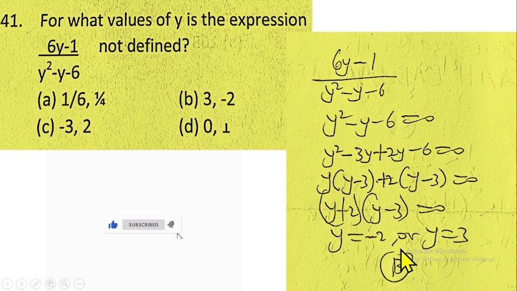And you can test that. When you put your minus 2 here, that means you have minus 2 squared, that will be 4. You put your minus 2 here, minus 2 times minus gives plus, so 4 plus 2 will give us 6. 6 minus 6 will give us 0. Also, if you put 3 as well, it will give you 0. So option B is the correct option for question number 41.